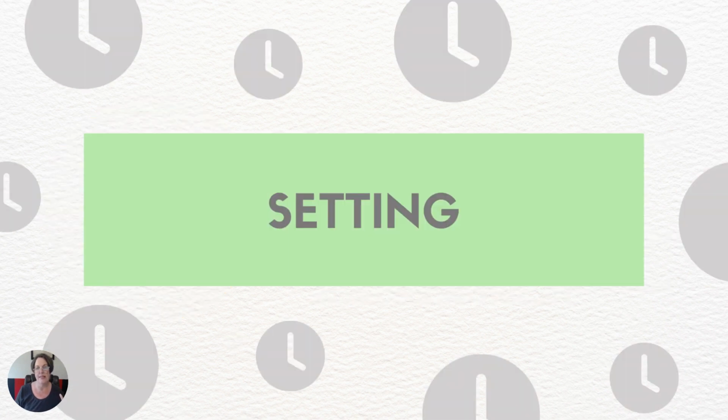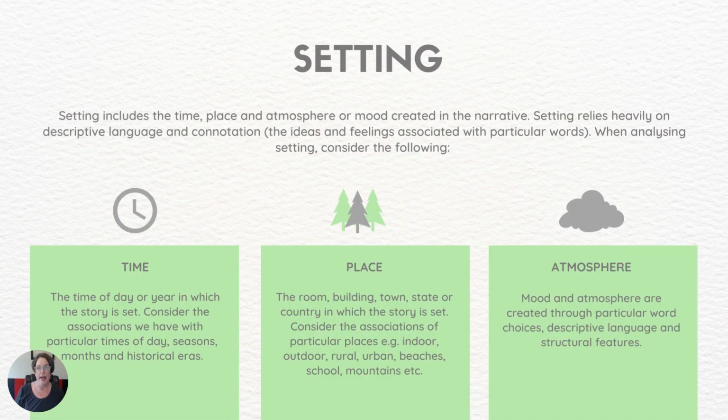So next, let's move on to setting. Now, of course, all stories include some kind of setting, and setting is something that includes the time, the place, the atmosphere, or mood that's created in the narrative. It's where things take place, right? And setting relies heavily on descriptive language and connotation, the ideas and feelings associated with particular words when analyzing setting. You need to consider things like time, the time of day or the time of year or the time in your life that this certain event may have happened, right?